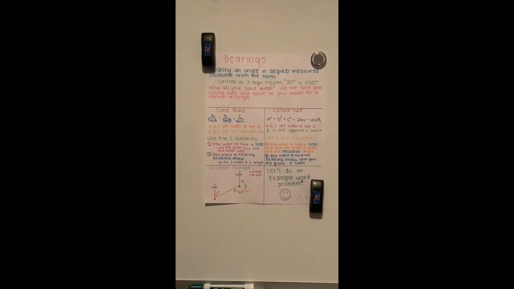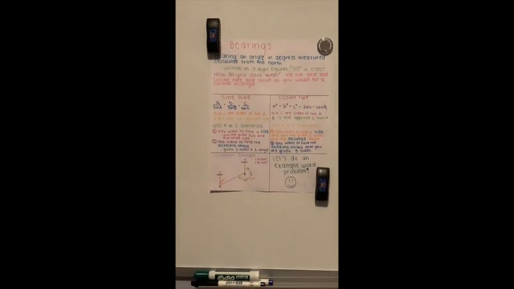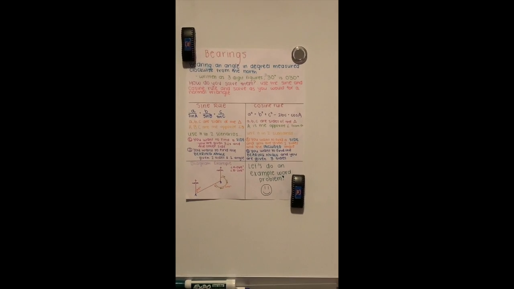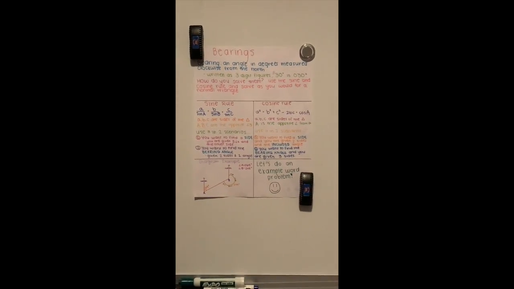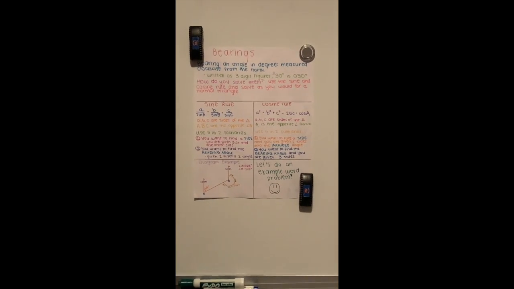The first case where you might use the sine rule is when you want to find a side, and you already have 3 angles and 1 other side. The second time is when you want to find an angle and you're given 2 sides and 1 other angle.